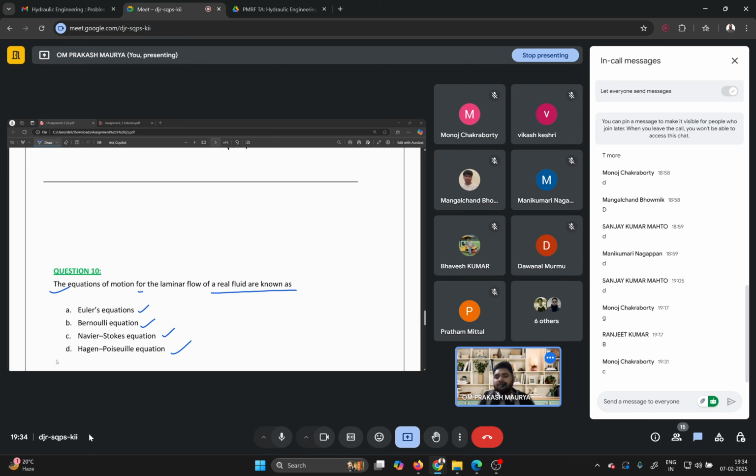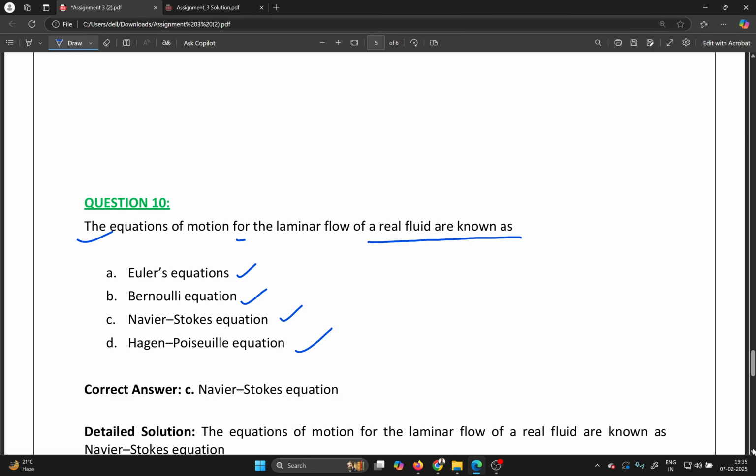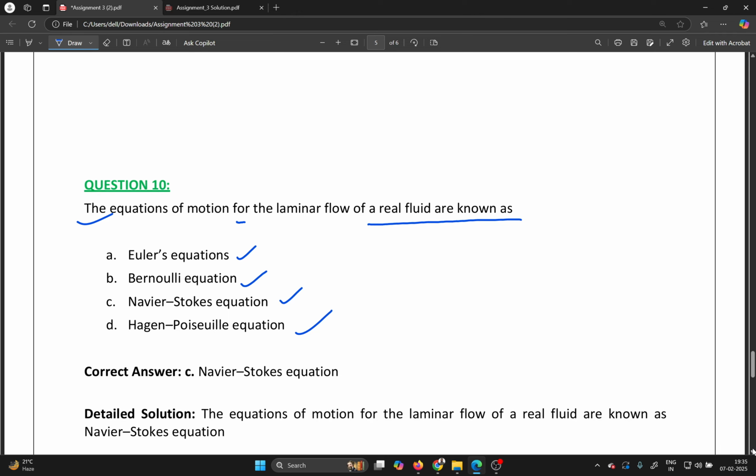Okay. So basically the equation of motion for laminar flow, let me just show you the answer. For real fluid, we are talking about here the real fluid. So the equation of motion for laminar flow of a real fluid is known as the Navier-Stokes equation. Remember please, option number C.